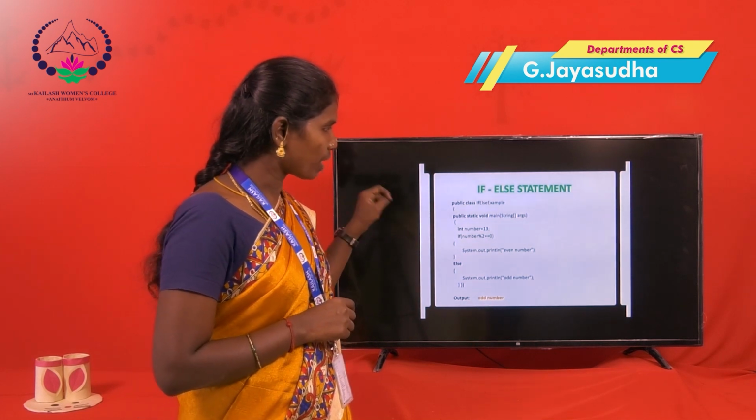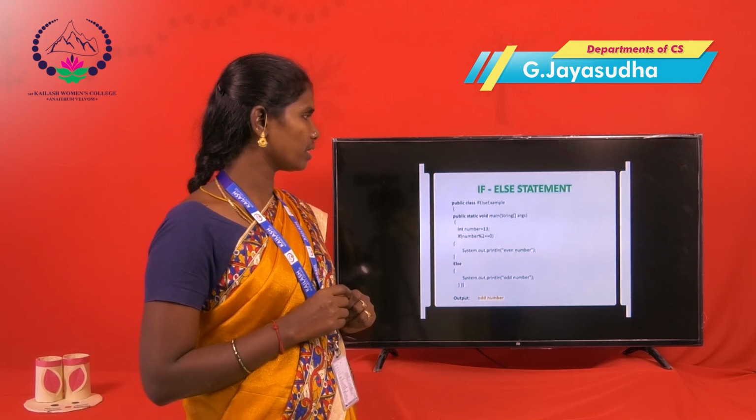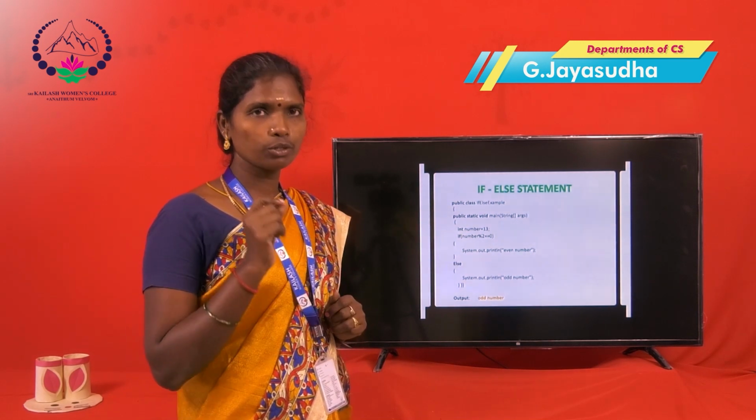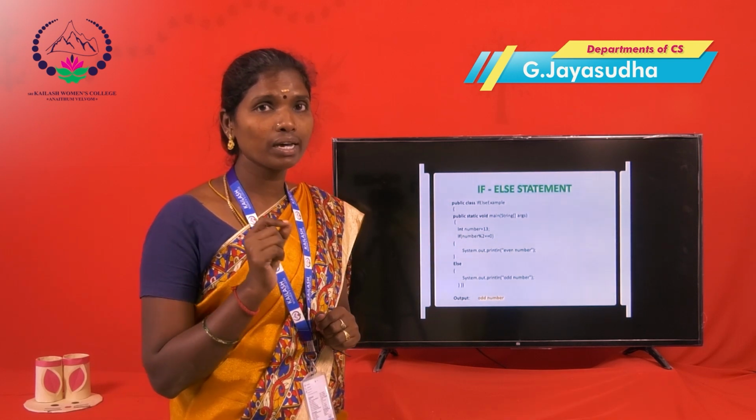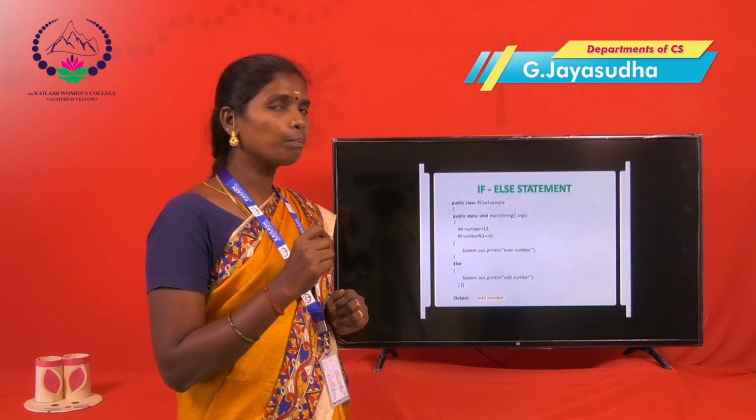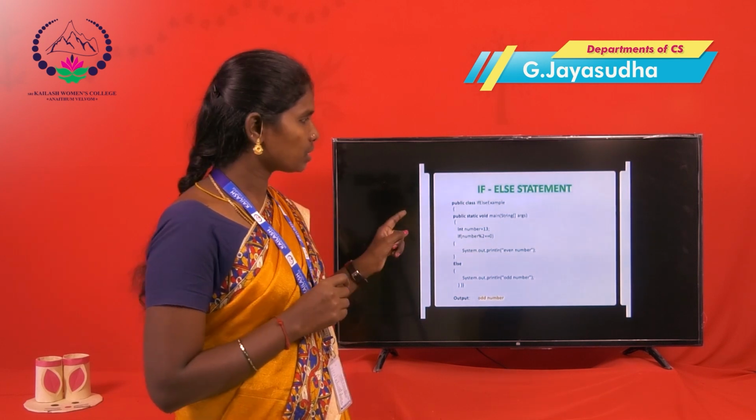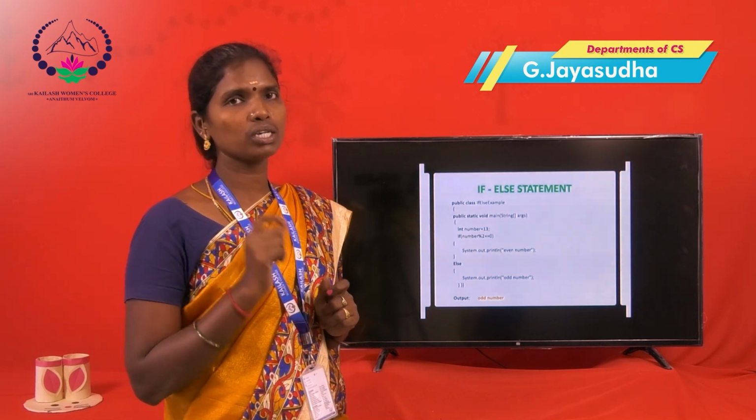So here in this main function I have declared only one variable, of integer data type. The variable name is number. I have assigned the value 13, that is number equal to 13. And we have given a condition, number modulus 2. That percentage symbol is one of the operators. That operator is the modulus operator.